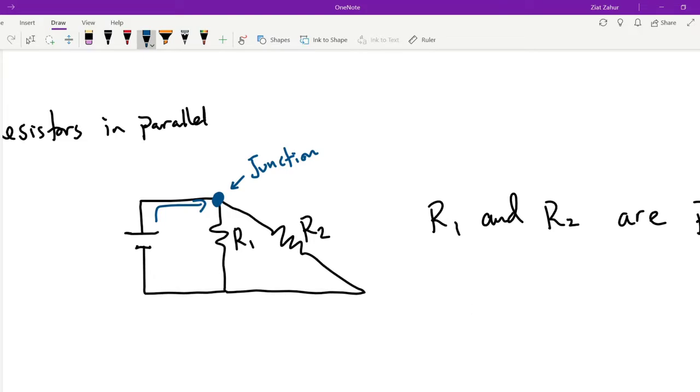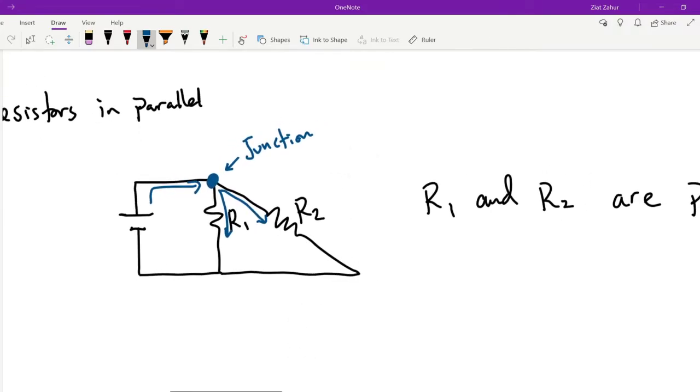What is the function? Well, it's to split it up. So some of the current goes through resistor 1. The rest will go through resistor 2. Look at this circuit right here. You see how the current comes into this point? There's a fork in the road, and now it splits up.